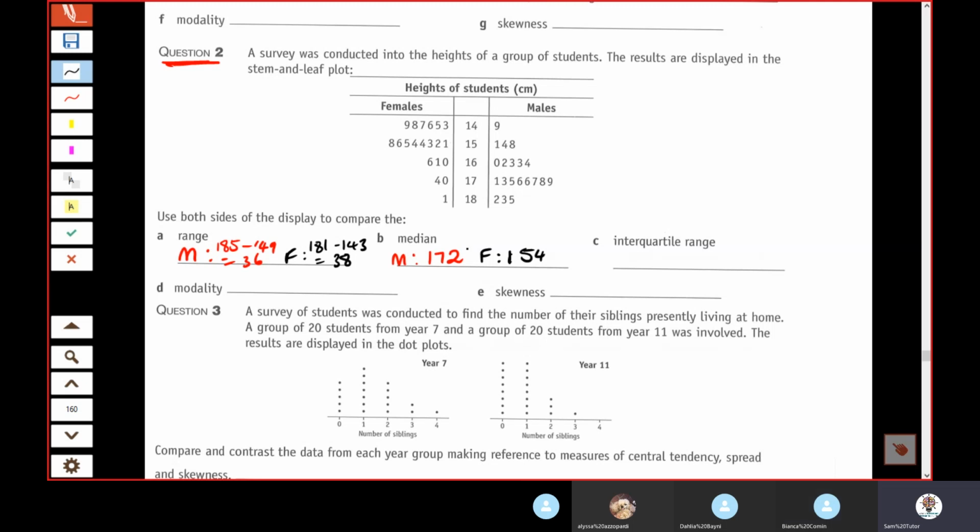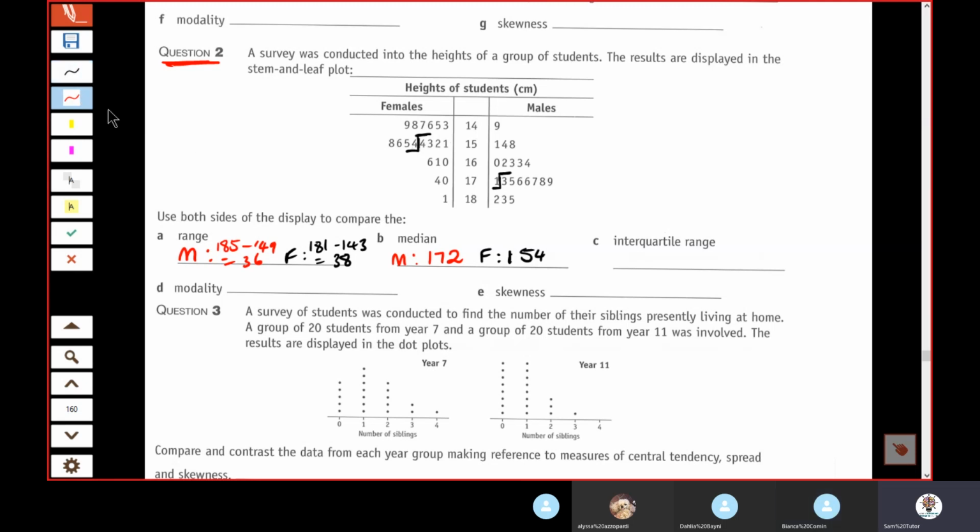Okay, interquartile range. Interquartile range is split up into 2 groups. This is group 1, this is group 2. And we do it again. Same thing for females, 154. So this will be group 1, the rest will be group 2.